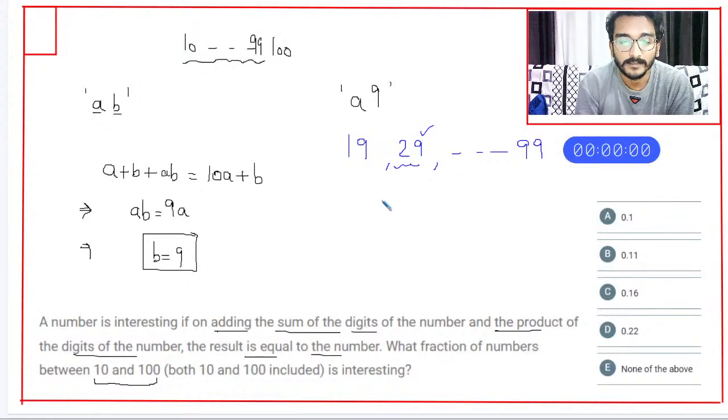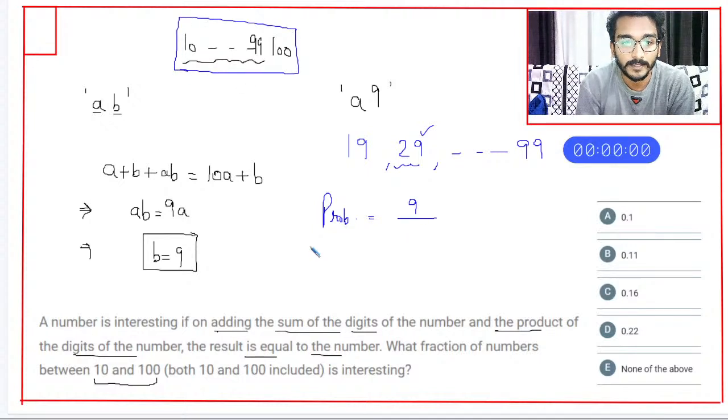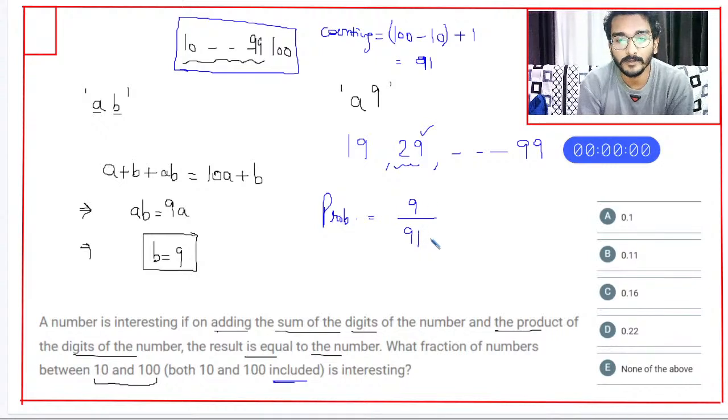So how many numbers are there? The probability is the fraction of interesting numbers. There are a total of 9 interesting numbers, out of how many numbers from 10 to 100, both inclusive. Whenever you have to do a counting part, you take the difference, 100 minus 10, and add 1. So there are 91 numbers. So 9 divided by 91. If it were 90, then it would be 1 by 10, which is 0.1.